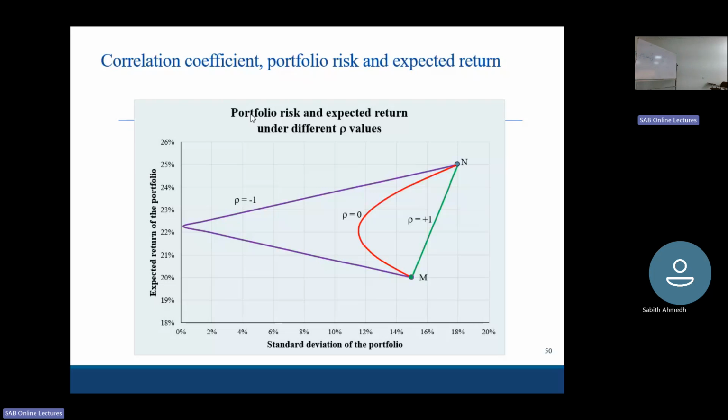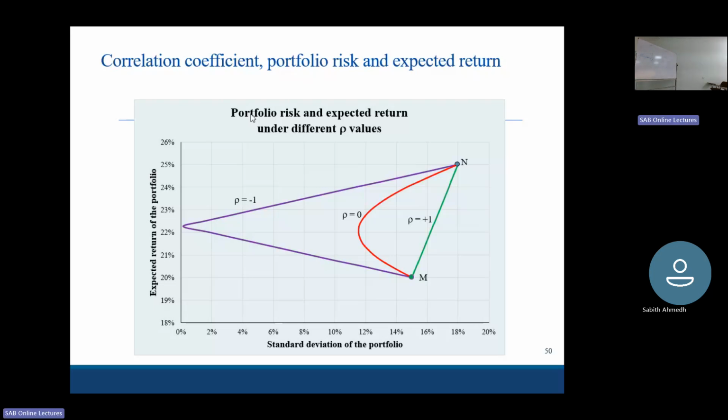So therefore, you can see the portfolio risk, the portfolio standard deviation, lies in between the risk of stock N and the risk of stock M. So no diversification advantage. There is no diversification benefit by constructing a portfolio when the correlation coefficient is perfectly positive.